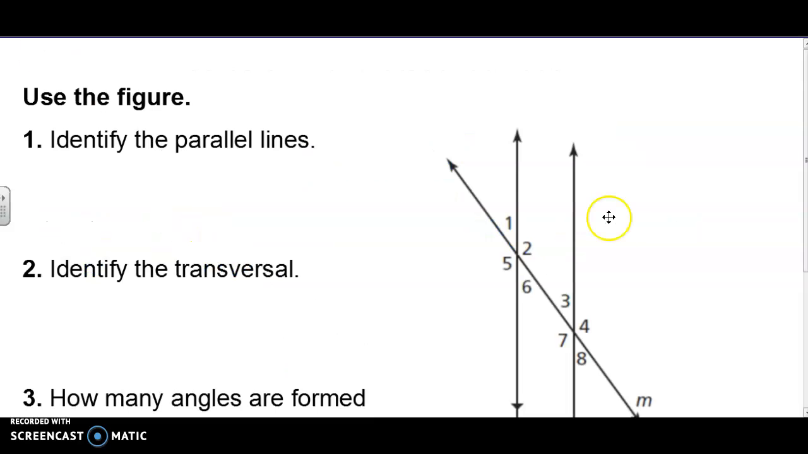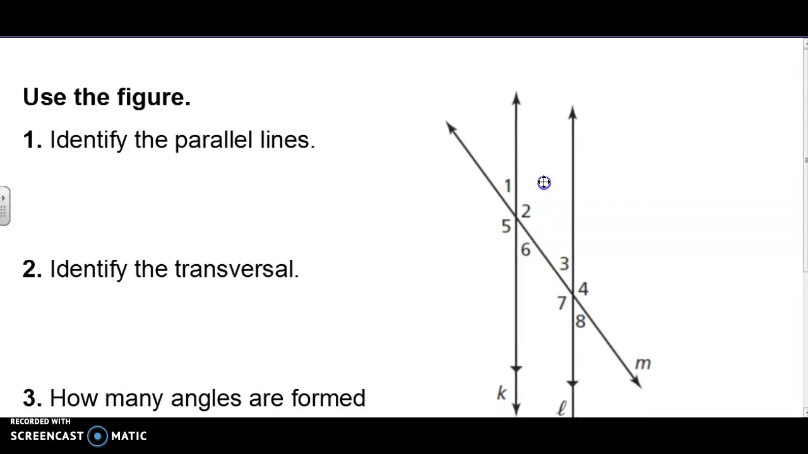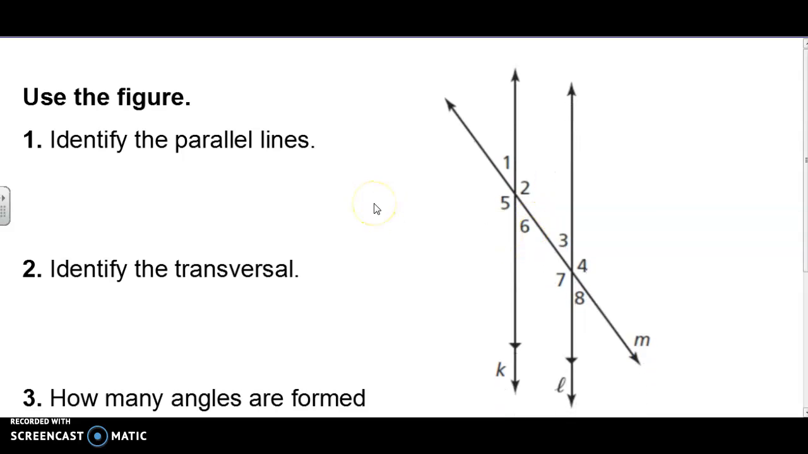So now, talking about parallel lines, we have these two parallel lines. K and L are parallel. The reason they're parallel is because they will go on and on forever and they will never intersect. That means they'll never touch. So as far as you can go in this direction, as far as you can go down, the two lines will never ever intersect. So these lines are parallel.